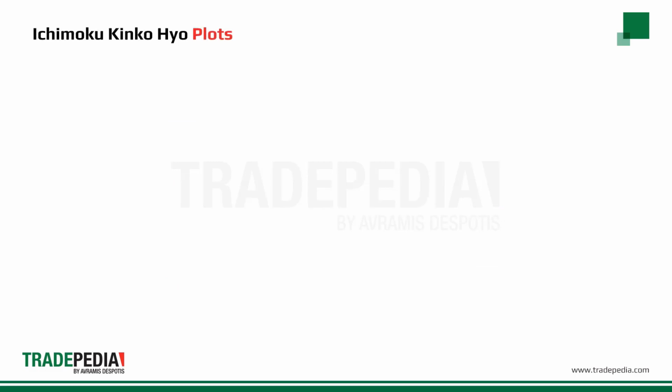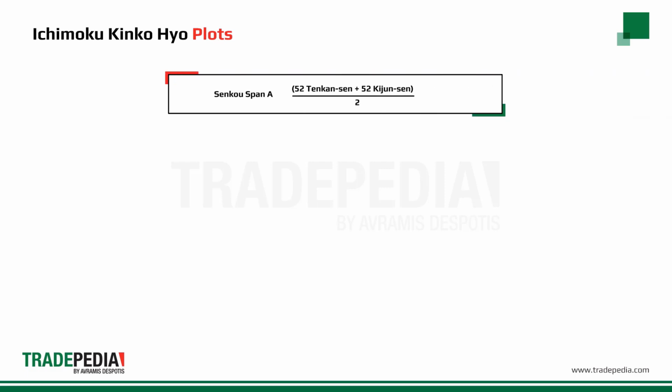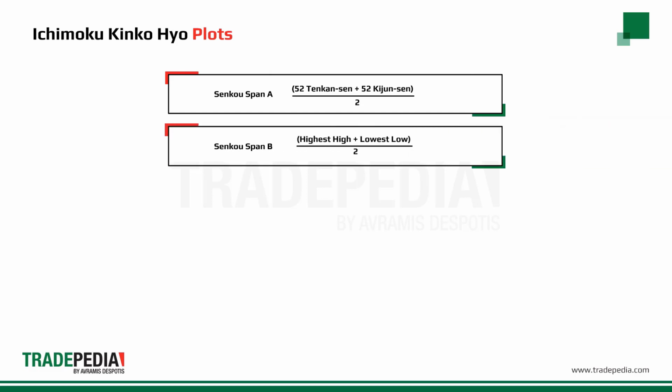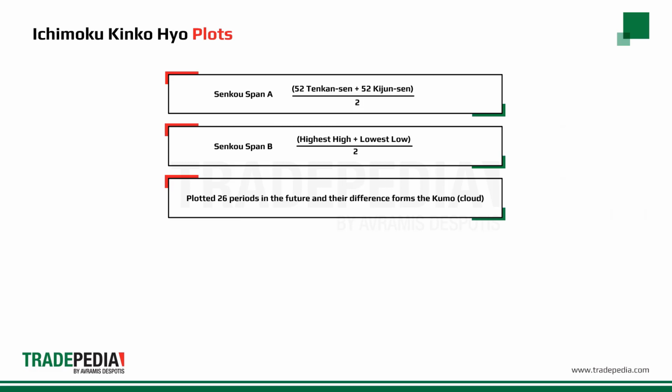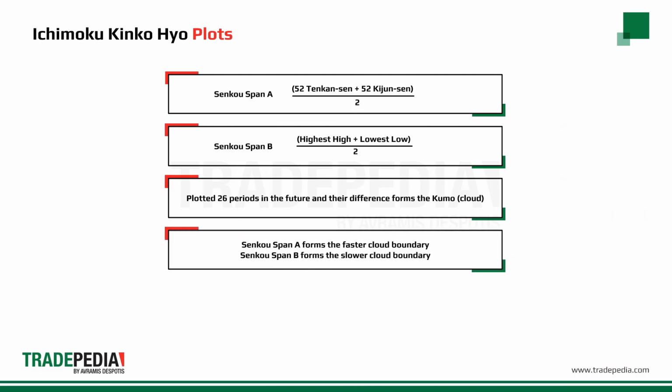The third and fourth Ichimoku plots create what is known as the Kumo, or the cloud. The first plot, Senkou span A, uses 52 periods and is calculated by adding the Tenkan-sen and Kijun-sen and dividing them by 2. Senkou span B also uses 52 periods and is calculated by adding the highest high and the lowest low of the last 52 periods and dividing them by 2. These lines are referred to as leading because they are plotted 26 periods in the future, and their difference forms the Kumo. Senkou span A forms the faster cloud boundary, while Senkou span B forms the slower cloud boundary.